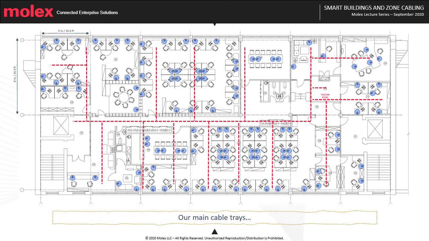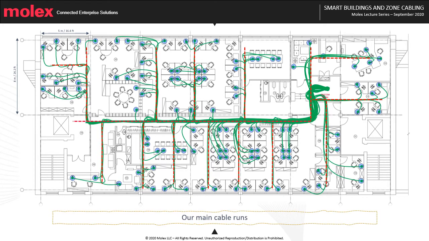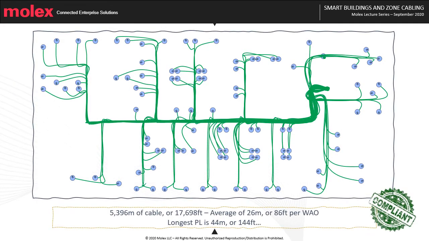From the telecom room, we can now position and visualize our main cable tray. And then our main cable runs. Here, we then have a total of 5,396 meters of cable or 17,698 feet. This is an average of 26 meters or 86 feet per link, and our longest permanent link is 44 meters or 144 feet. Our design is then compliant with international cabling standards.